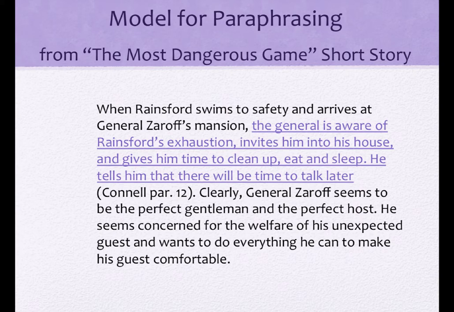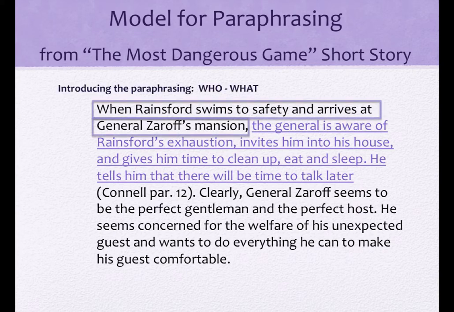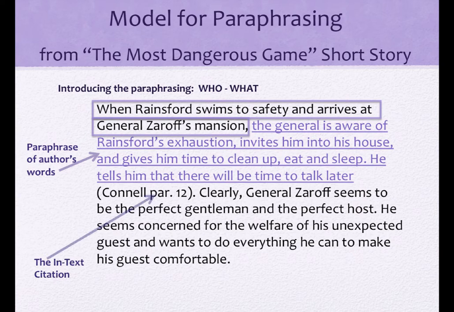You have the same introduction. Who are we talking about? What's happening? There's the paraphrase of the author's word. If you go back to the quote, we're using the information that was in the quote, but the writer's putting it in his or her own words. There's your in-text citation and the writer's commentary about the quote.